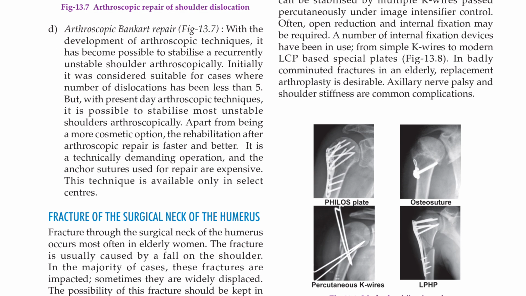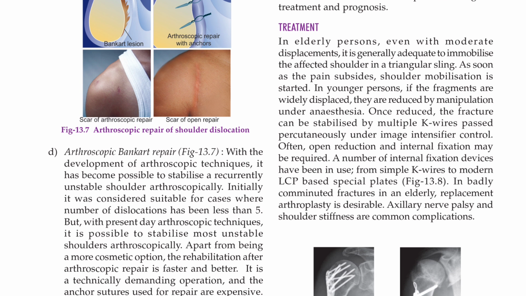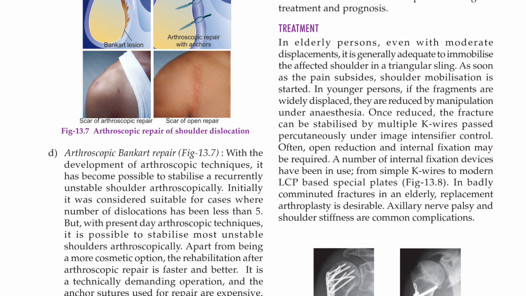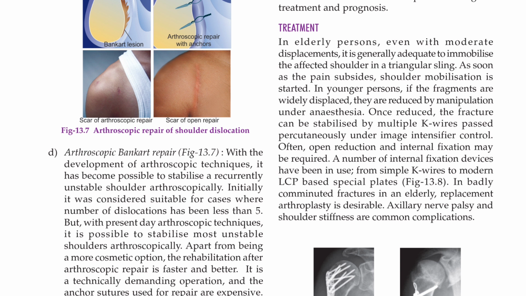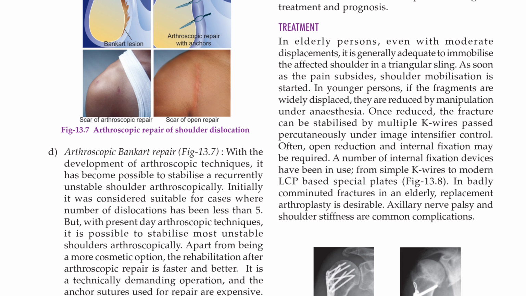हम लोग क्या पढ़ रहे हैं? फ्रैक्चर नेक, सर्जिकल नेक ऑफ ह्यूमरस। तो इसमें कह रहे हैं, in elderly person even with moderate displacement, हल्का सा displacement, it is generally adequate to immobilize the affected shoulder in a triangular sling में immobilize करिए. As soon as pain subsides, shoulder mobilization is started. करिए. In the younger person, the fragments are widely displaced, ज़्यादा displaced होता है. They are reduced by manipulation under anesthesia.